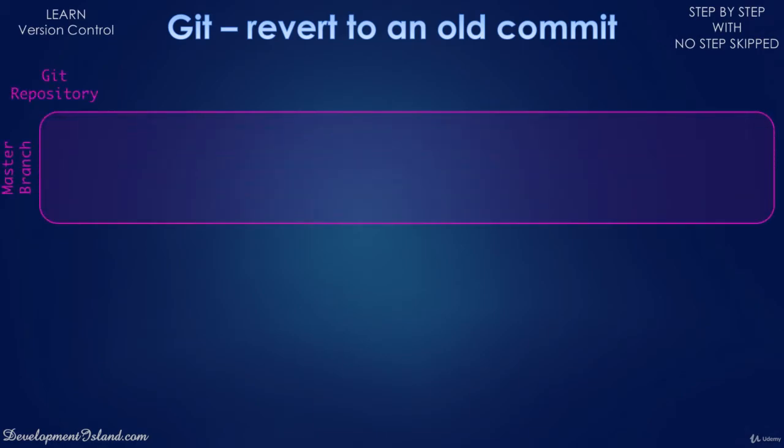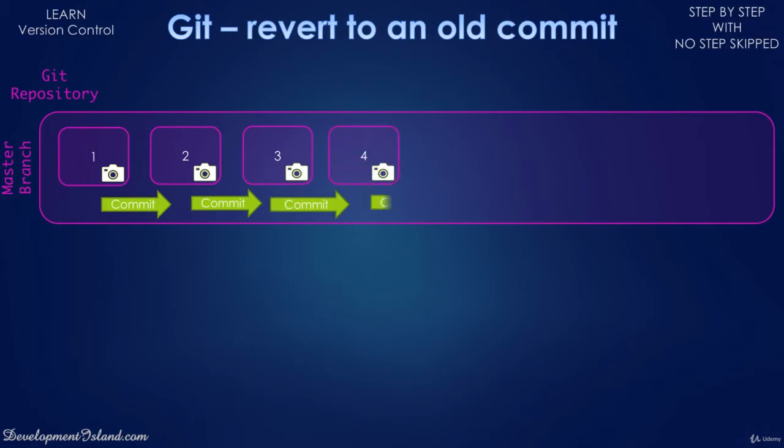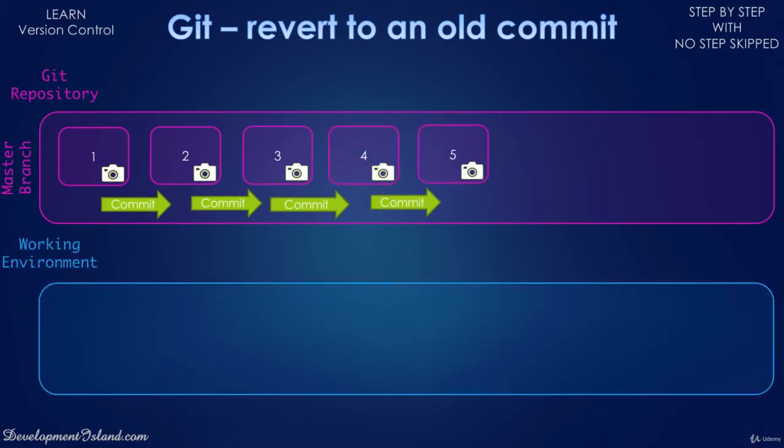So let's say that we've got our Git repository and we're working in the master branch. This is our case. And let's say that we're making commits after changes. So we've got, for example, 4 commits. And this is our working environment. Now, we are at this stage and we are not happy with the content of one of our files. So we want to revert to one of these commits. So let's say that we want to revert to that snapshot, number 3.